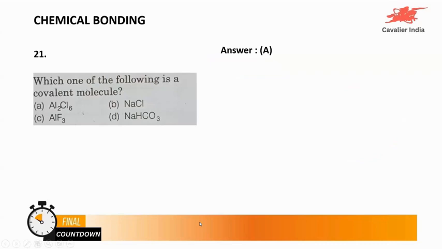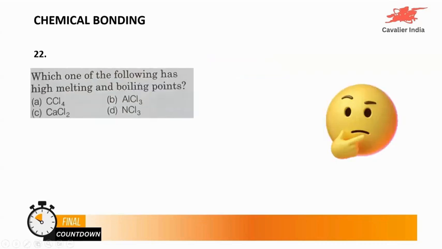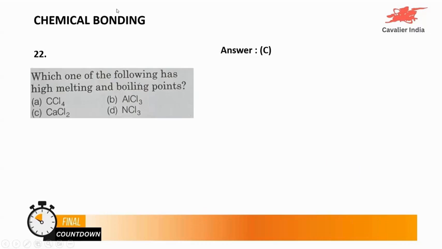Next question. Which one of the following has the high melting and boiling point? Just give a try. Which one is having high melting and boiling point? That is calcium chloride. CaCl2 is the compound which has high melting and boiling point.